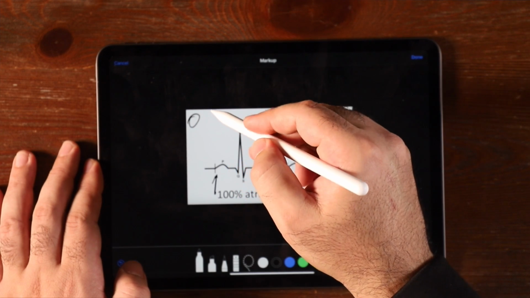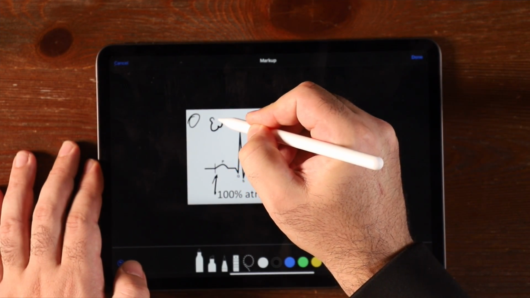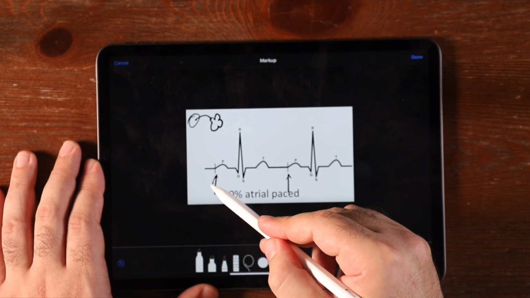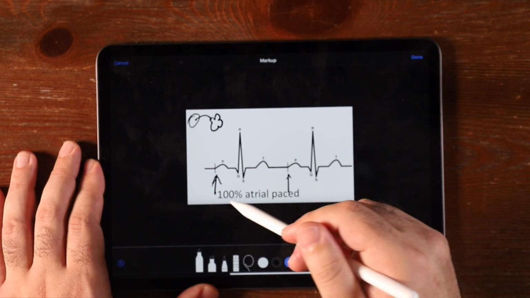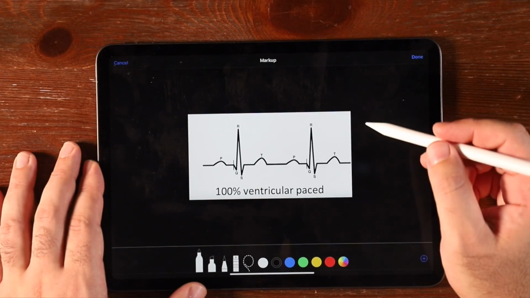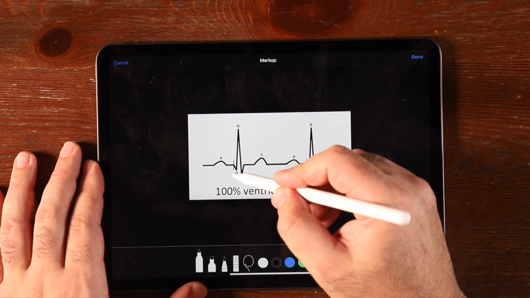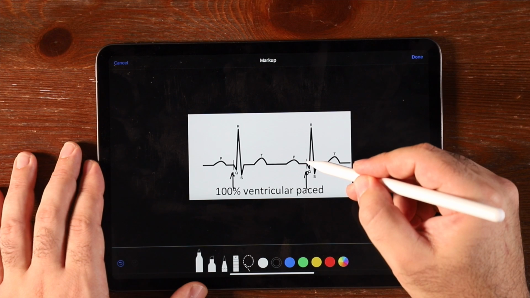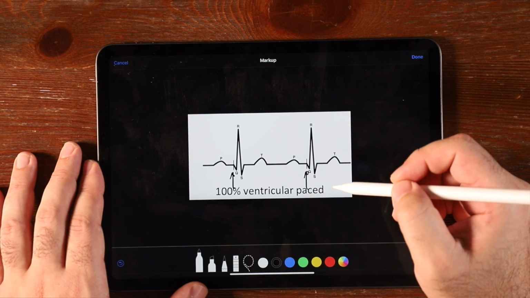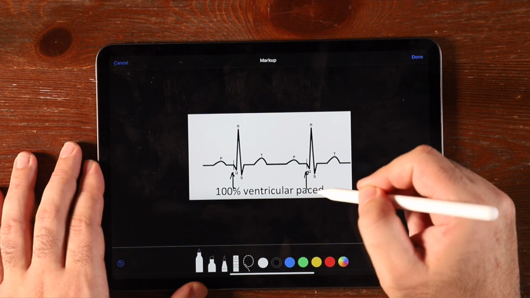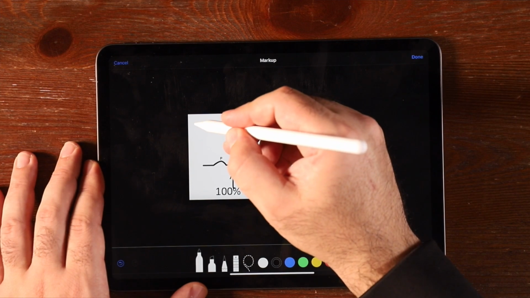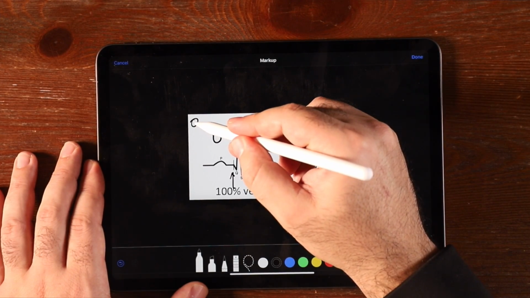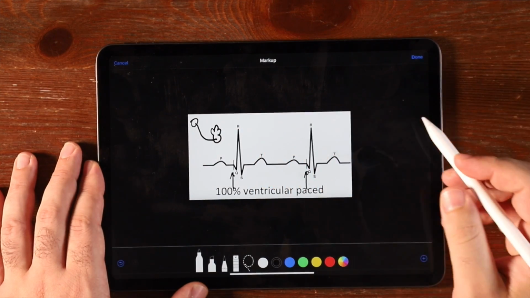So you've got a pacemaker that is attached to the heart, but it's only attached to the atrium because it's giving a pacing before the P wave. It's 100% atrial paced. The other case is when the pacing is before the QRS. The pacing is right there before the QRS. This is 100% ventricular pacing. So if you've got a pacemaker like that, that's the heart, then the pacing is on the right ventricle.